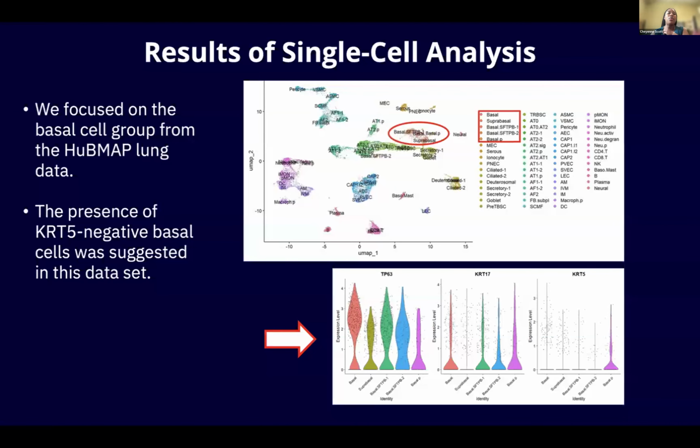So we focused on the basal cell group from the HuBMAP data. If you look at this violin plot right here, you can see the presence of TP63 and KRT17, but there's a lack of presence of KRT5 here, which is what we're looking at. And again, this is in healthy tissue.